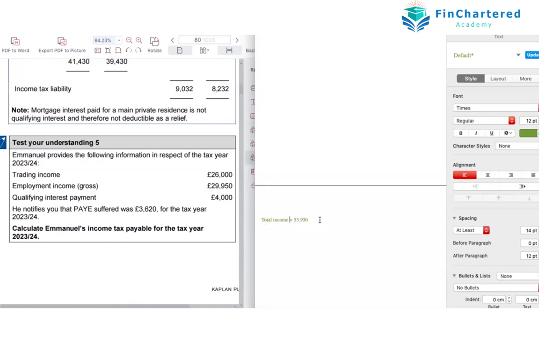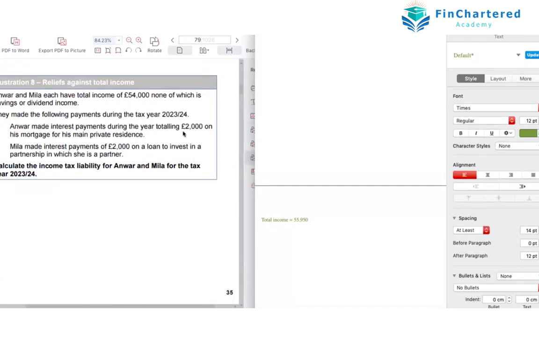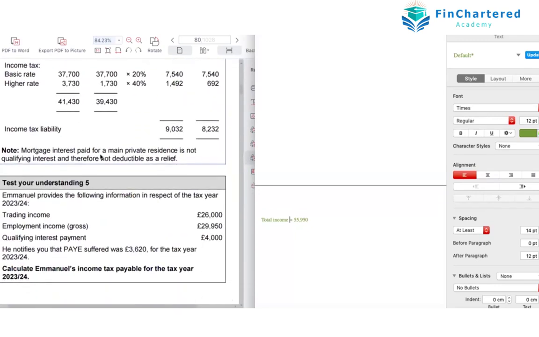Yes. Remember, guys, all of you, look at the screen. In the previous question, the wording used was Anwar paid interest, Mila paid interest. So you had to find out which payment qualifies for a relief. Mila's payment qualified, Anwar's payment did not qualify. But in this question, the question has clearly mentioned that the interest payment is qualifying, meaning that it is qualified for a relief. So you don't need to break your head too much, right? So you get a relief of 4,000.